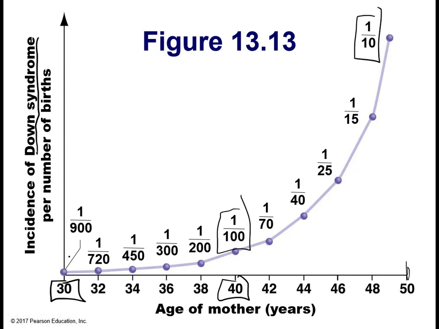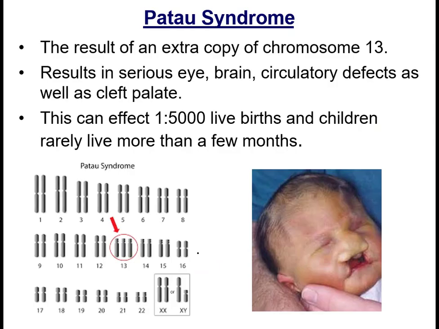And again, the reason why the egg is typically responsible for this non-disjunction is because they're all already made at birth. Whereas for the sperm, they're constantly being made, so there's less likely of a mistake occurring. There's a few other trisomies that are in autosomes, meaning in any of the sets between 1 and 22, other than Down syndrome, which is a trisomy 21.